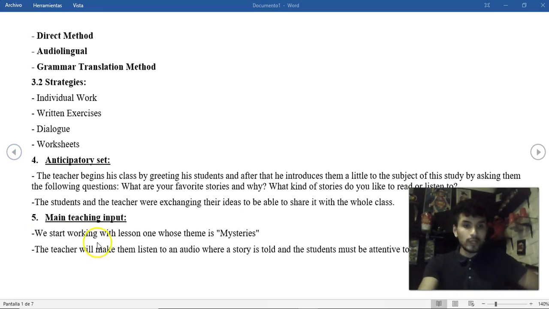In number 5, we have the main teaching input. We start working with lesson 1, whose theme is mysteries. The teacher will make them listen to an audio where a story is told, and the students must be attentive to it. Here I'm going to use the audiolingual method because it is related with audio and pronunciation.